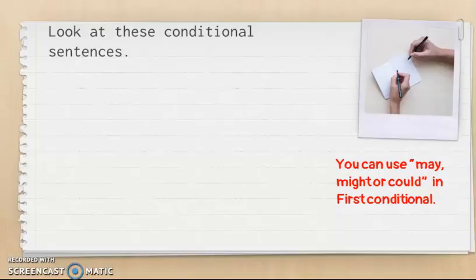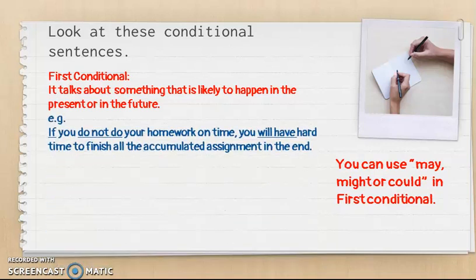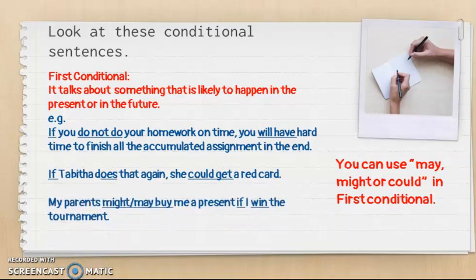Now, let's take a look at another conditional sentence. We call it first conditional. What is first conditional? First conditional talks about something that is likely to happen in the present or in the future. Let's look at those examples. If you do not do your homework on time, you will have a hard time to finish all the accumulated assignments in the end. If Tabitha does that again, she could get a red card. My parents might or may buy me a present if I win the tournament.